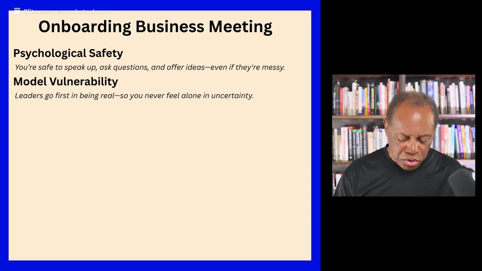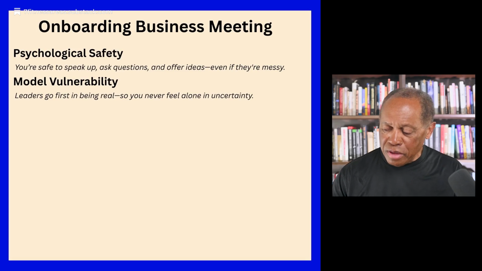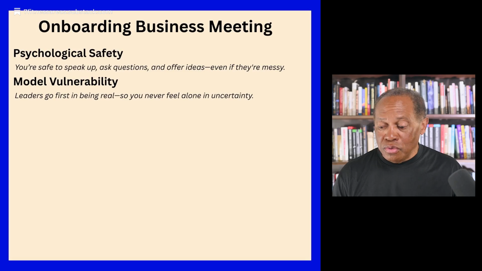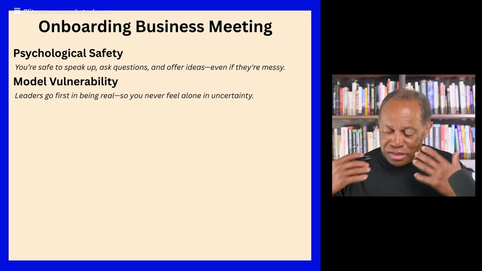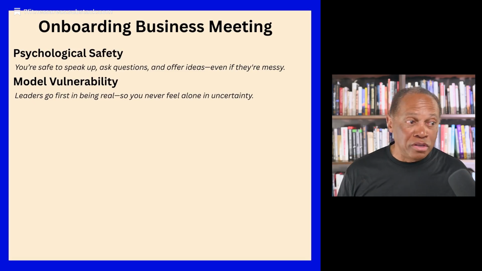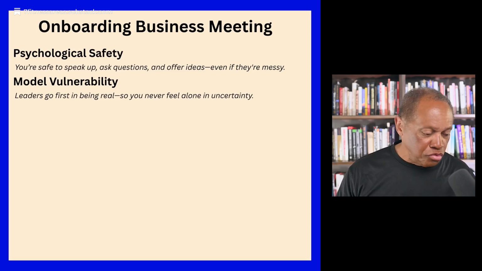And so one of the ways we're going to model that vulnerability, this meeting, because we're not talking about business, we're talking about them. You won't know everything, and you can say, I don't know. Tell me more about that. I'd like to learn more about that. It's modeling this idea that, hey, I'm not perfect. I don't have all the answers. I'm not the parent. We are in a business relationship.